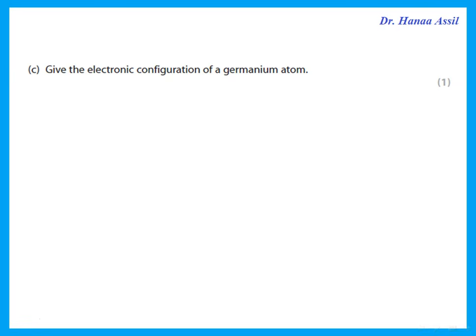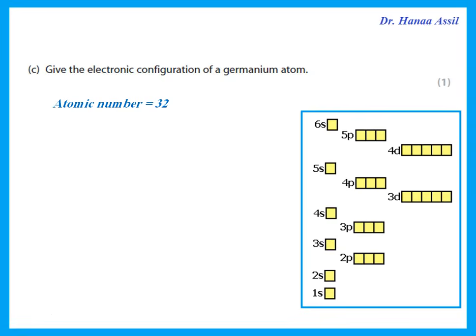Give the electronic structure of a germanium atom. Well, atomic number from the periodic table of germanium is 32. How do we distribute 32 electrons? So 1s2, 2s2, 2p6, 3s2, 3p6, 4s2, 3d10, 4p2. You should realize that that is the electronic configuration of germanium.